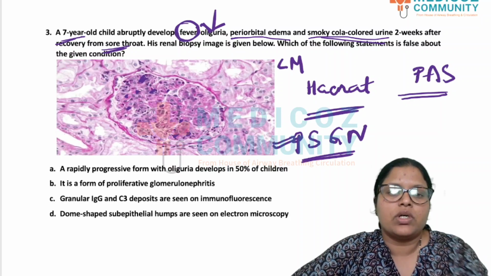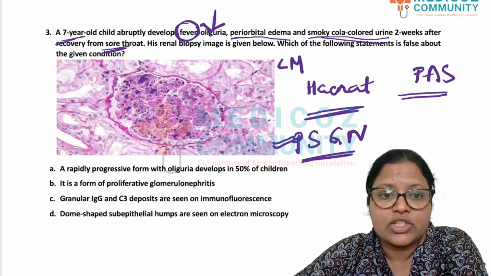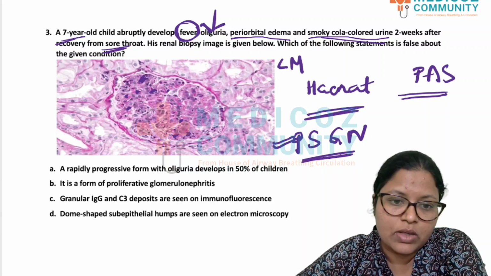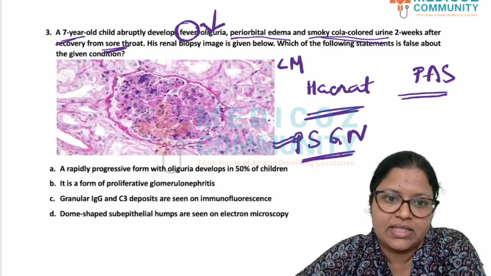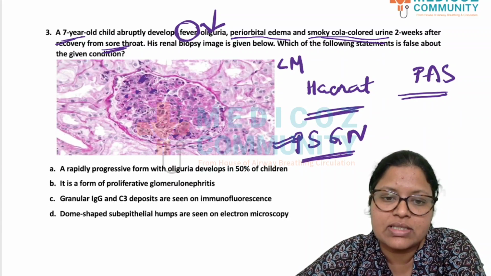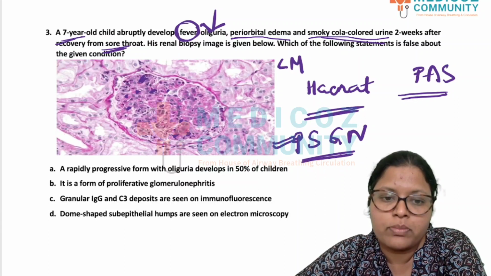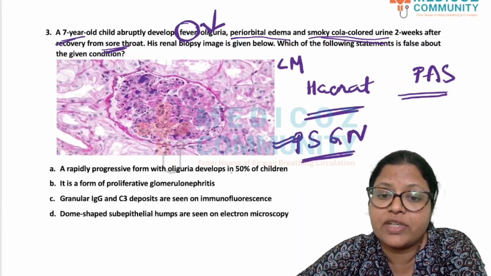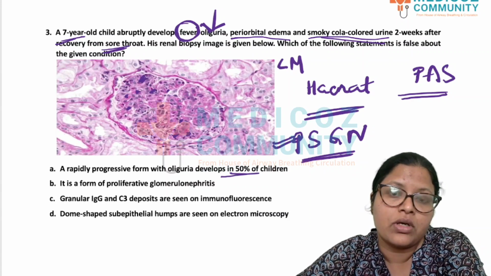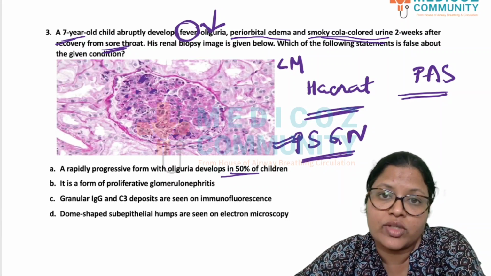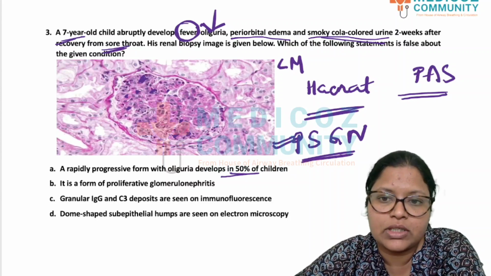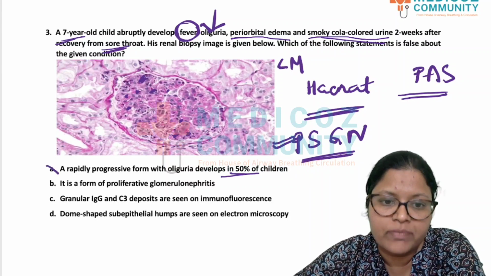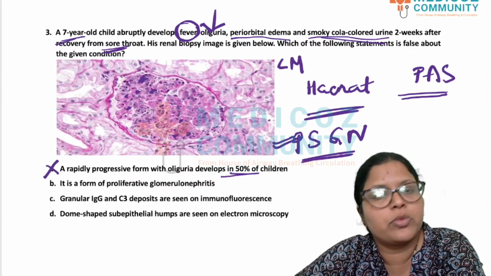Now, which of the following is false? In children with PSGN, they rapidly progress to form a rapidly progressive form, with oliguria developing in 50% of children. Is that true? Do they deteriorate and progress rapidly? Now this particular statement is false. It is a form of proliferative glomerulonephritis.